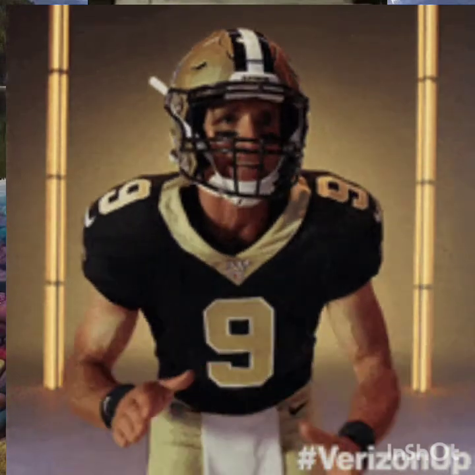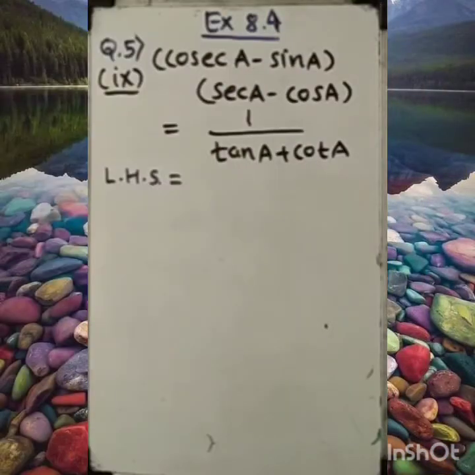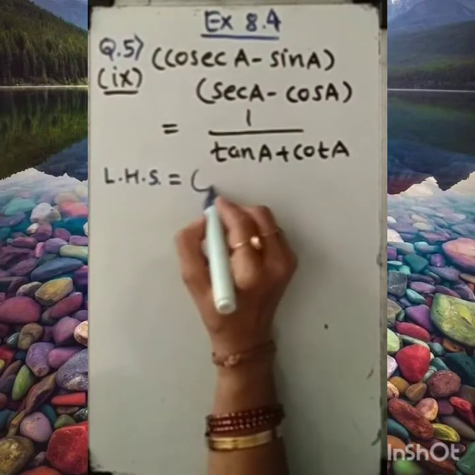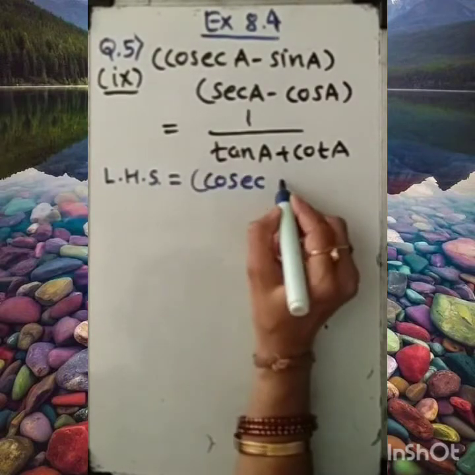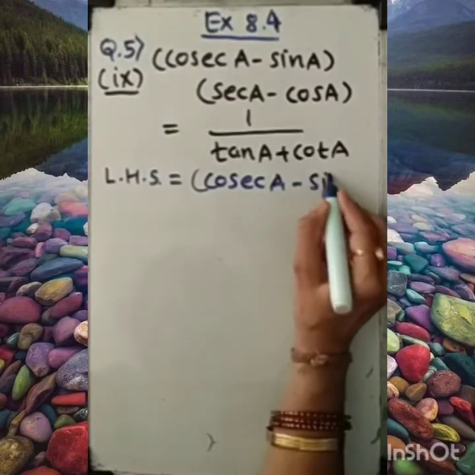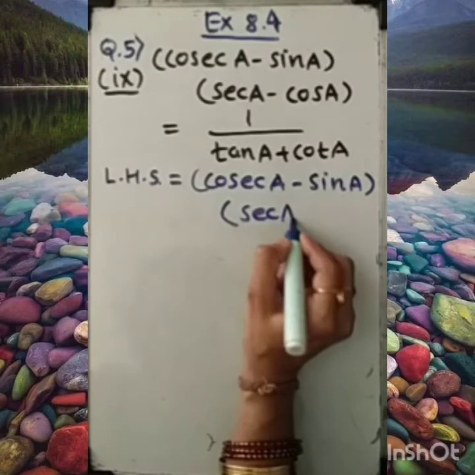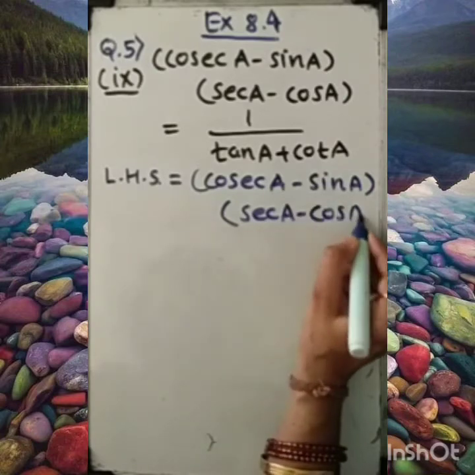Dear student, the ninth question is now on your screen, of question 5. (cosec A minus sin A) into (sec A minus cos A) equals 1 upon tan A plus cot A. We need to prove this. Let me note down the LHS again here: cosec A minus sin A, in another bracket sec A minus cos A.